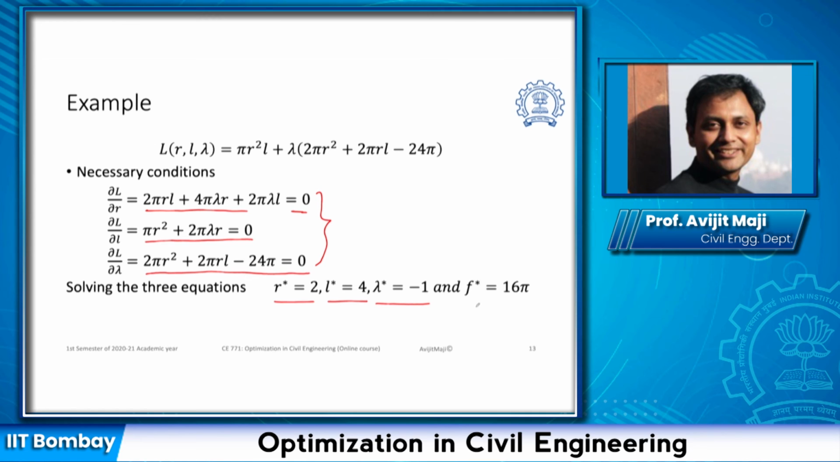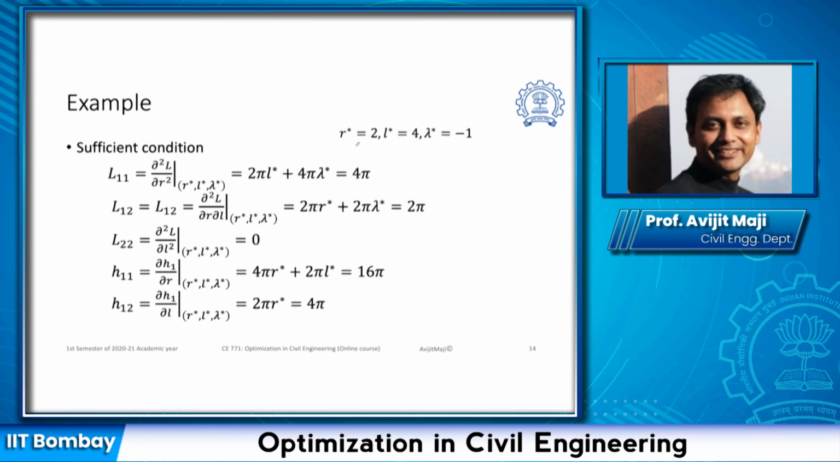For all these values, we can easily calculate that the function value is going to be 16 pi. However, we cannot conclude at this point that we have obtained the maximum value unless we look into the sufficiency condition. So let's look into the sufficient condition.